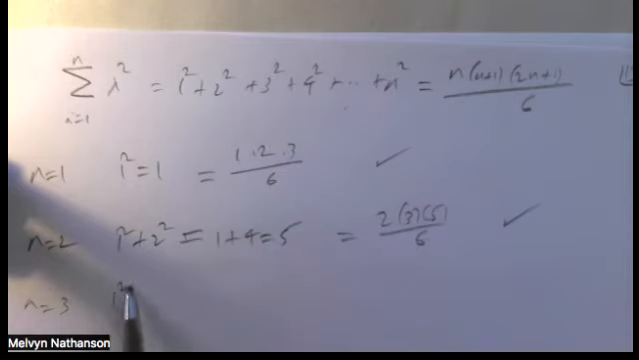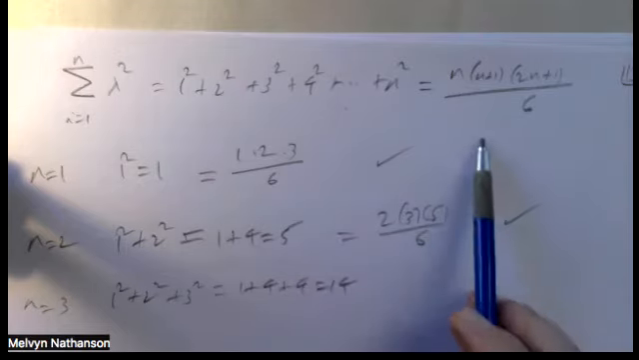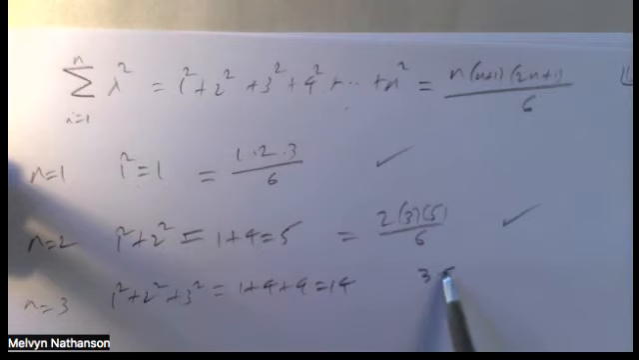When n equals 3, 1 squared plus 2 squared plus 3 squared is 1 plus 4 plus 9, which is 14. On the right, when n is 3, this is 3 times 4 times 7 over 6. 3 times 4 is 12. 6 into 12 is 2. 2 times 7 is 14. So it also checks.